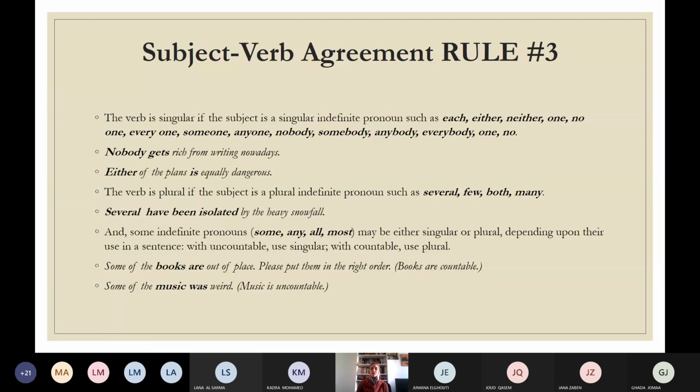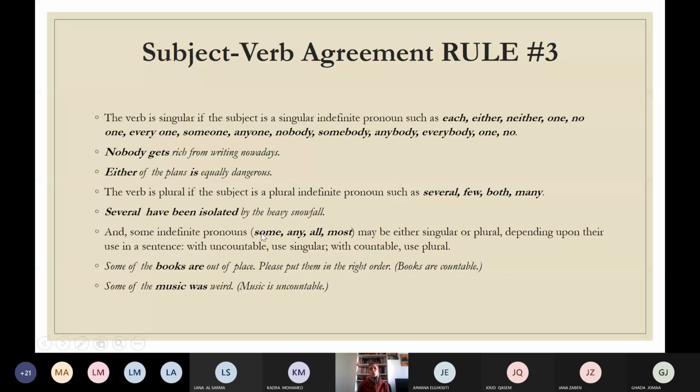If the subject is a plural indefinite pronoun, like few, many, several, both, they are always plural. So if I say several have been isolated, why have? Because several is always plural. Here, some indefinite pronouns, such as all, none, any, more, most, some, may be either singular or plural, depending upon their use in the sentence. What does it mean?